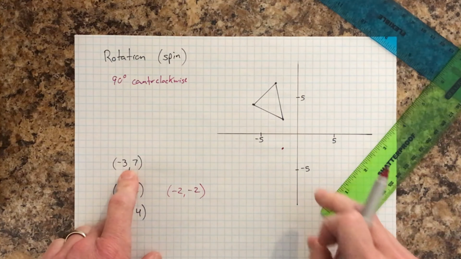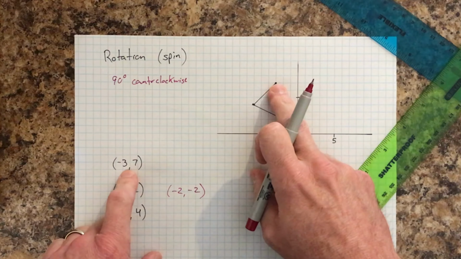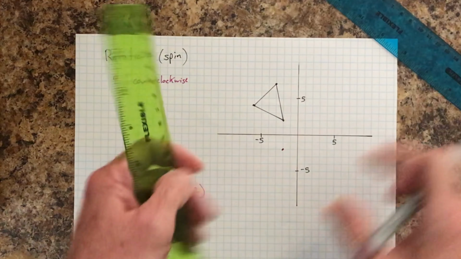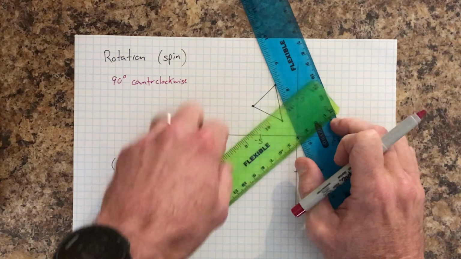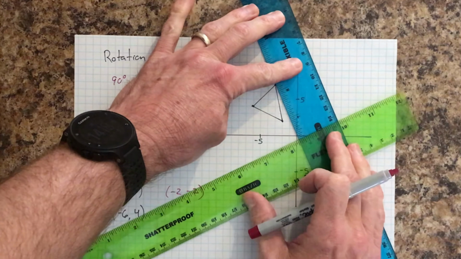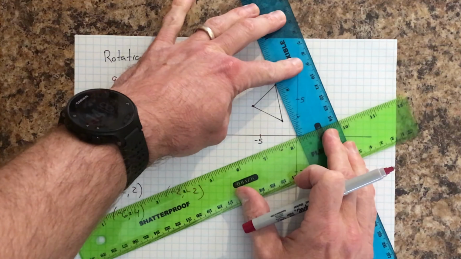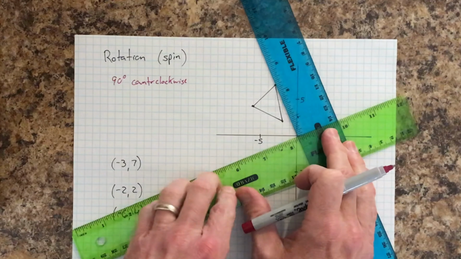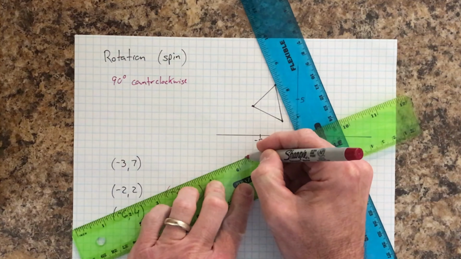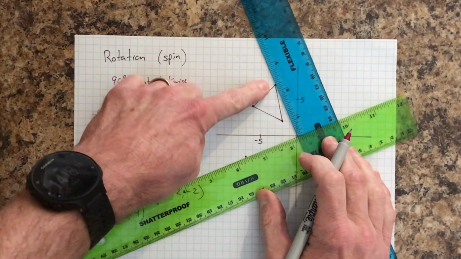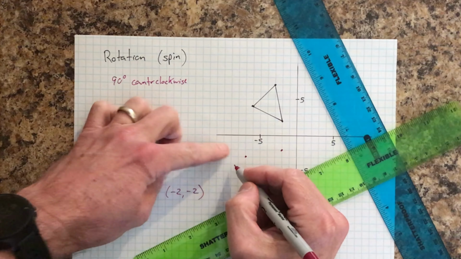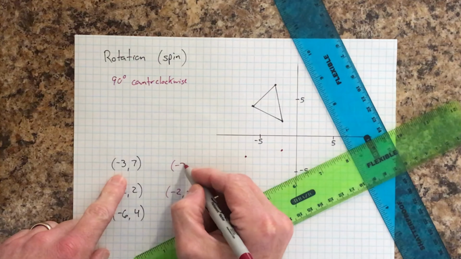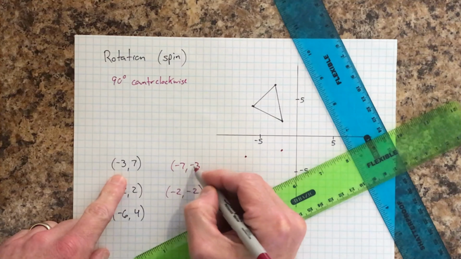Let's next look at -3, 7, this point here. So one side of the right angle and the other side of a right angle. Notice that the point -3, 7 is rotated 90 degrees to -7, -3. That shows us something that this point didn't.